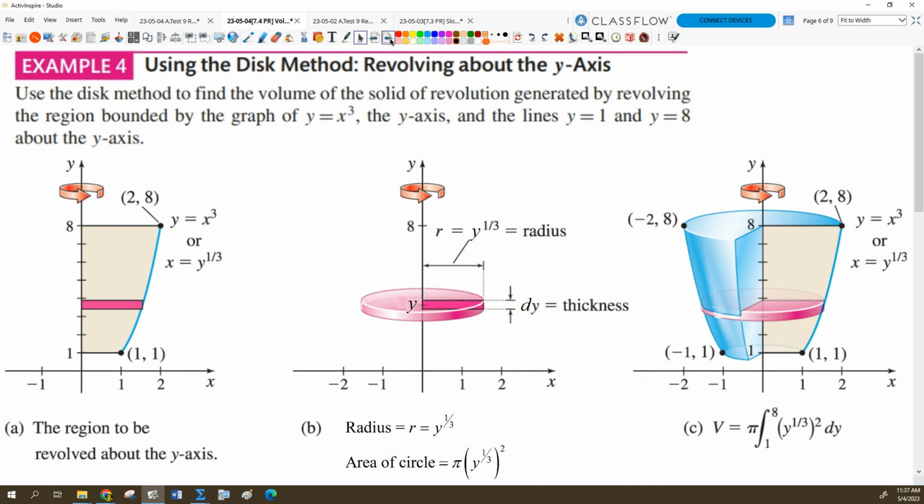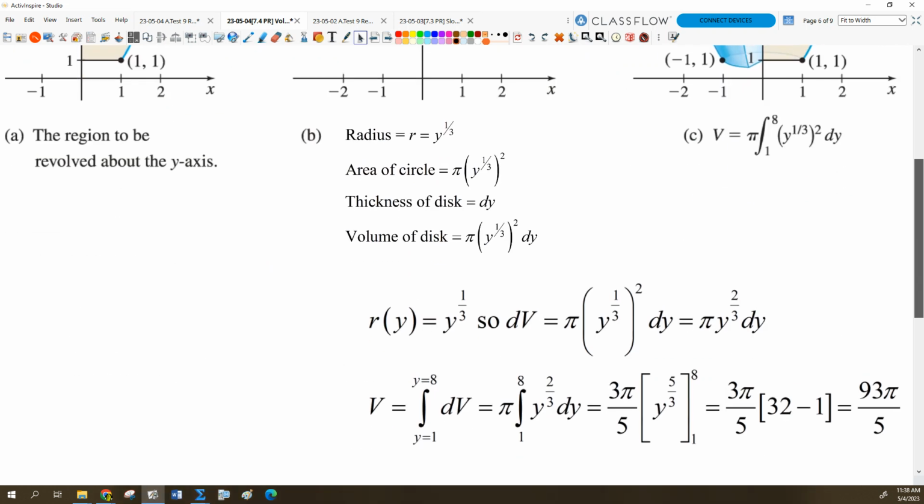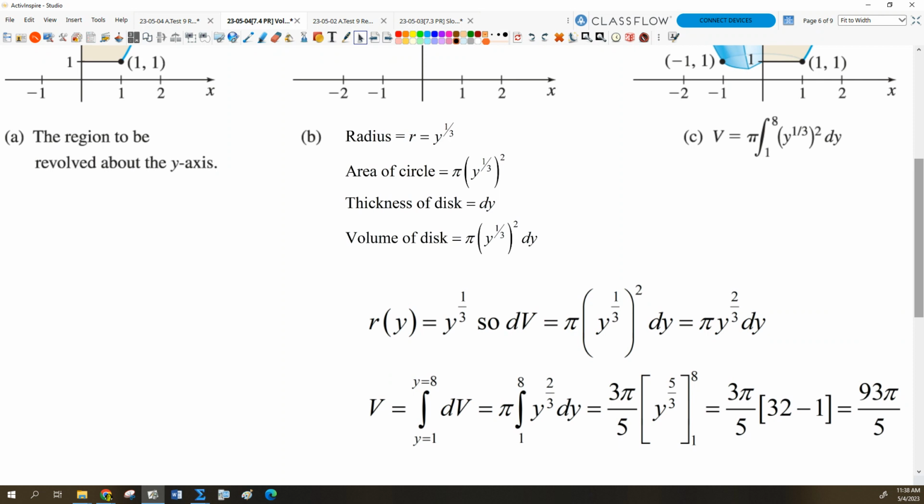Well, if we're going to revolve around the y-axis, we need a function of y. So I would have to solve for x and isolate x, to write x as a function of y. I would just get x equals the cube root of y, or y to the 1/3. So then our volume element, dV, is just going to equal pi times r of y, which is the cube root of y, squared, times dy. Well, that's just pi y to the 2/3 dy.